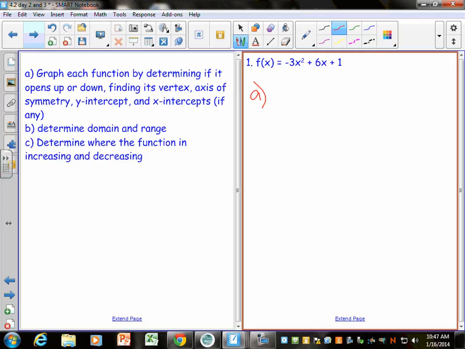All right, does this open up or down? This is negative, so we can say that it opens down. Find the vertex. This is the formula thing. The vertex is going to be negative b over 2a, and then whatever we get for that, we're going to plug in to find the y value. So it looks kind of awful, but it's really just plugging numbers in. What is b in this problem? So that would be negative 6 over 2 times a. What's a in this problem?